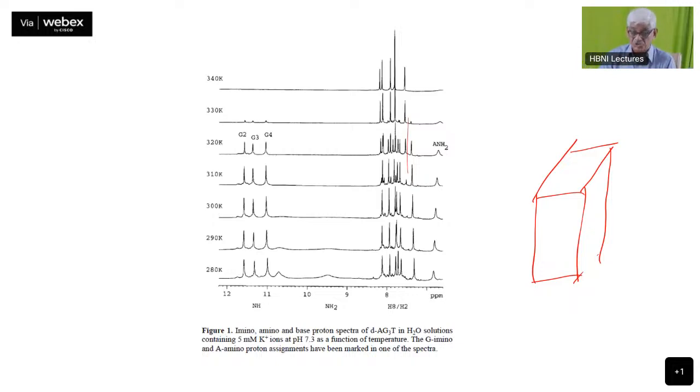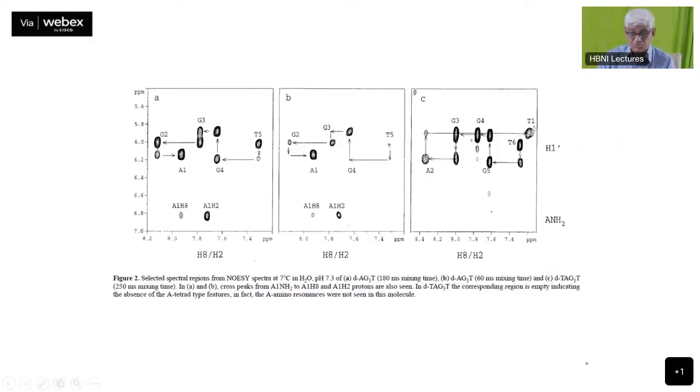It is also involved in hydrogen bonding, and that was observed to be true, and that led to a new structure wherein you not only have a G tetrad but also an A tetrad. All four A's are in the same plane, and they form a tetrad configuration.